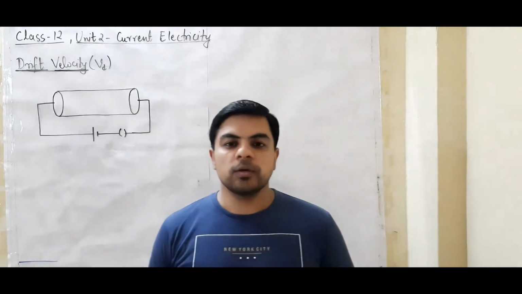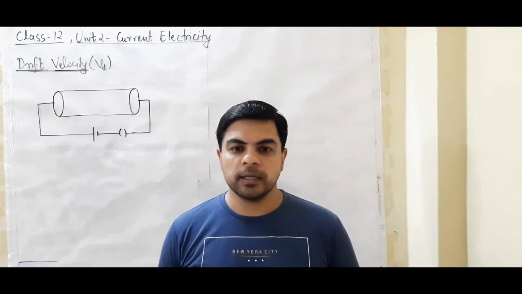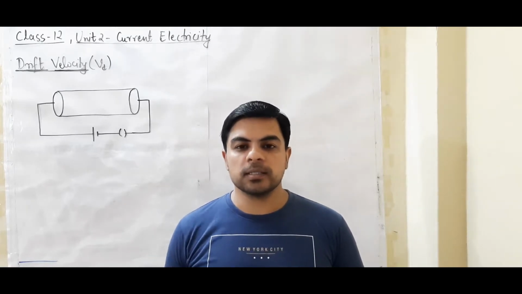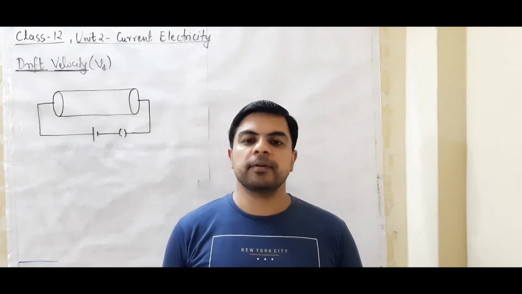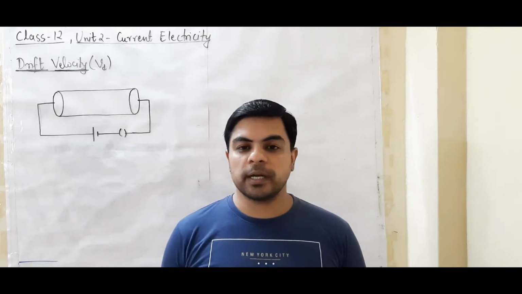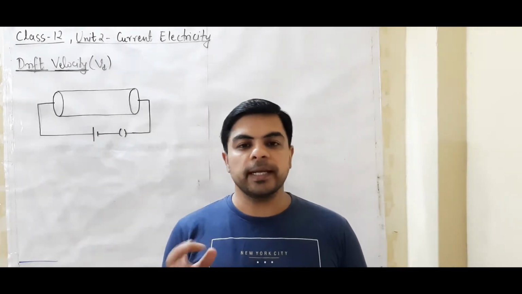Welcome students. Today we are going to start our second class of the unit current electricity, and the topic with which we are starting is drift velocity. Drift velocity is a special velocity which is associated with an electron when it moves in the circuit to make electric current.